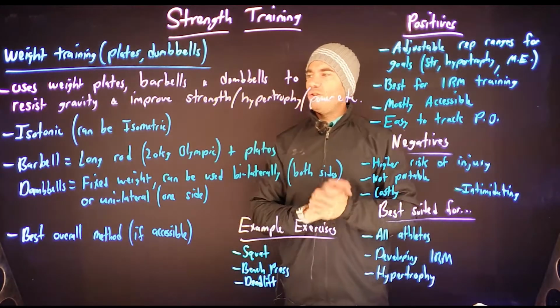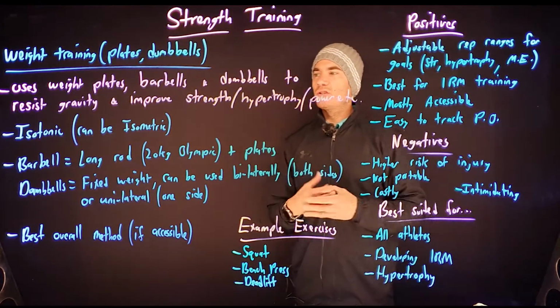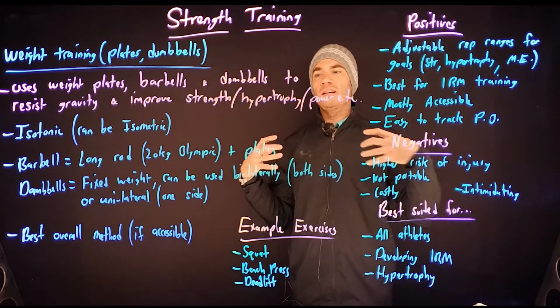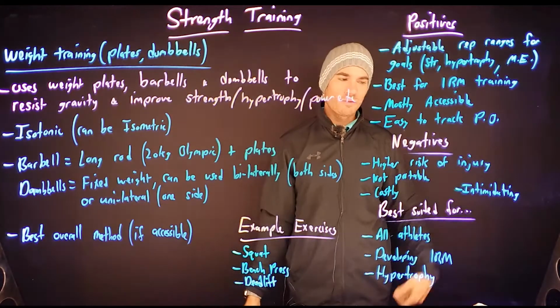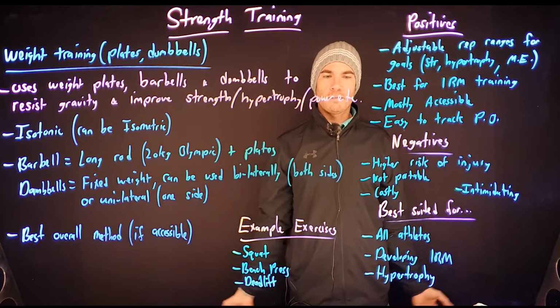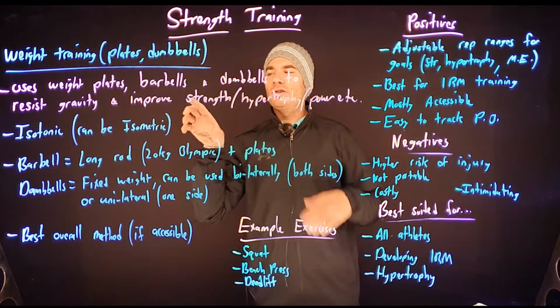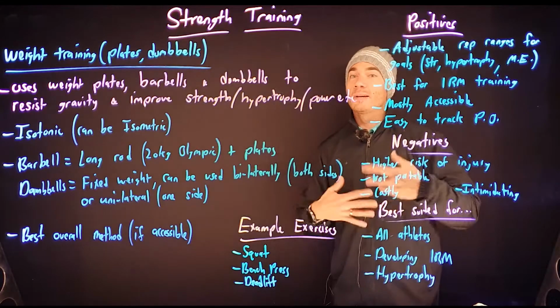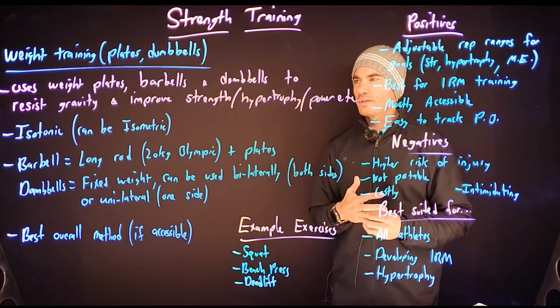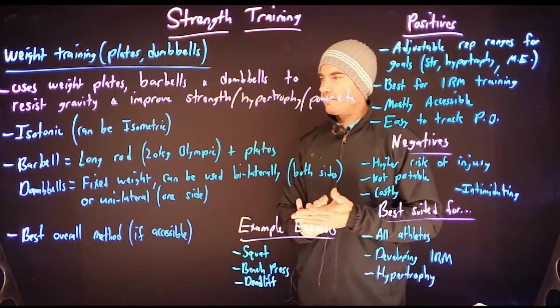Most weight training is done using isotonic movements. So remember, isotonic basically means that there is a concentric and an eccentric phase, so that there is a shortening and lengthening of the muscle. You can use weight training to enhance isometrics, but we'll talk about that in the next one because we've got to actually cover isometric training. But most of it is going to be isotonic.